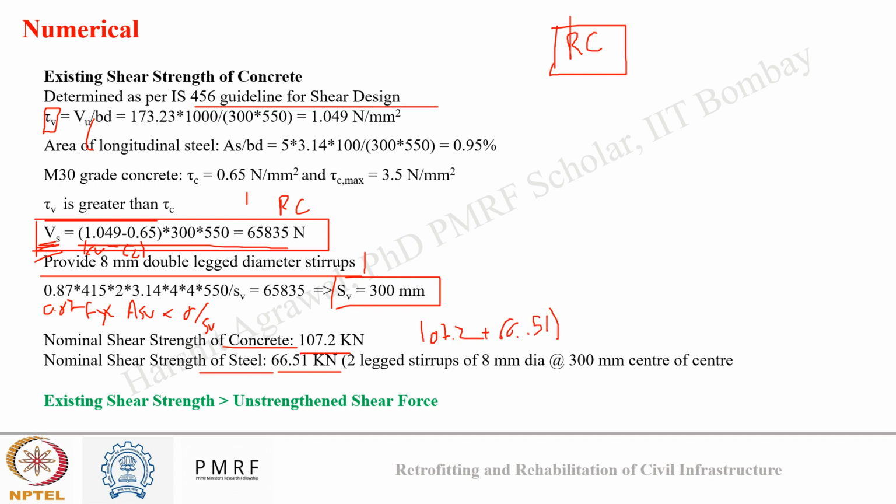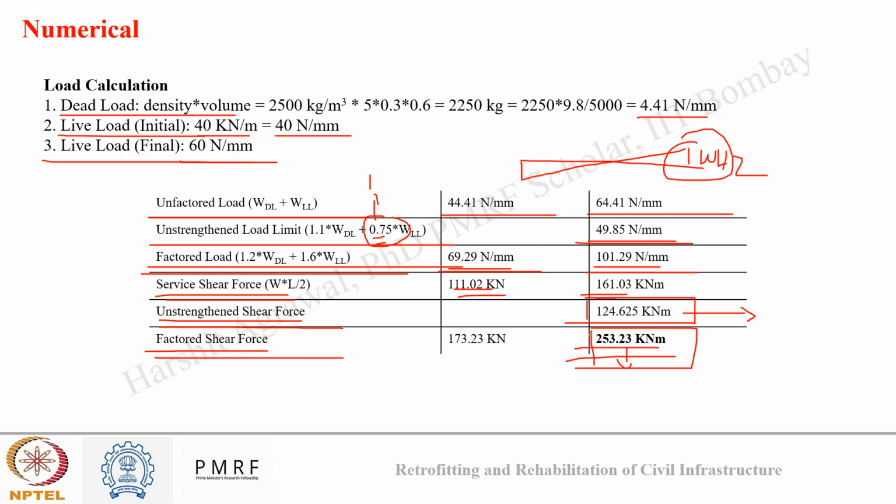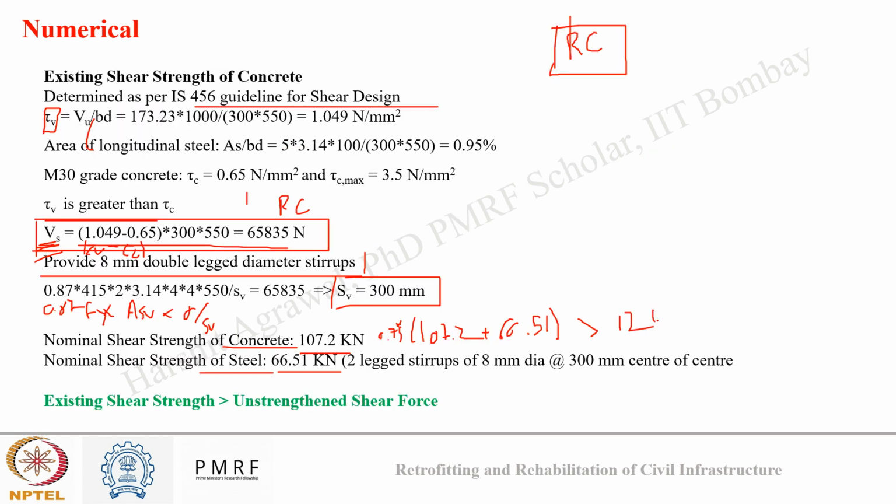66.51, and if you multiply by the load decrement factor of 0.75 that we saw initially, okay, this value should be greater than the unstrengthened shear force limit, that was 124.625. Okay, if this is true, then only we can choose retrofitting. If it is not true, then it is better to demolish the structure.